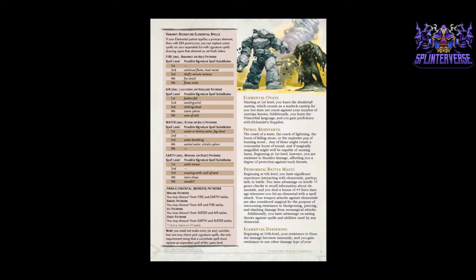Primordial Battle Magic. Beginning at 6th level, you have significant experience interacting with elementals, particularly in battle. You have advantage on intelligence checks to recall information about elementals, and you deal a bonus of +4 force damage whenever you hit an elemental with a spell attack. Your weapon attacks against elementals are considered magical for the purpose of overcoming resistance to bludgeoning, piercing, and slashing damage from non-magical attacks. Additionally, you have advantage on saving throws against spells and abilities used by any elemental.